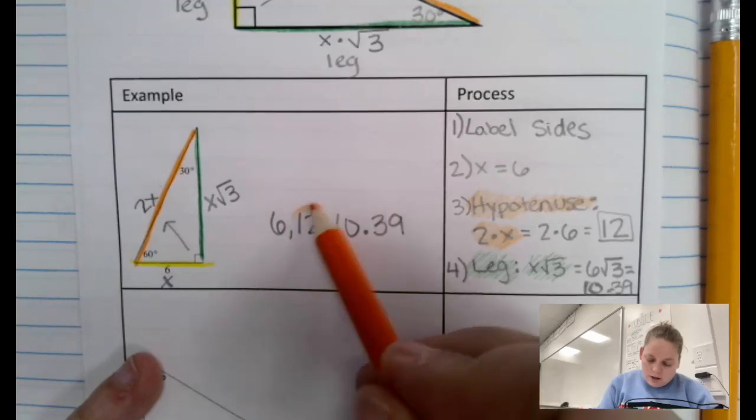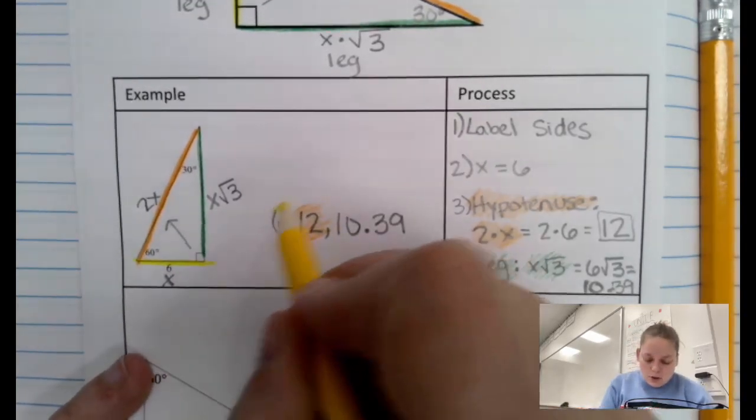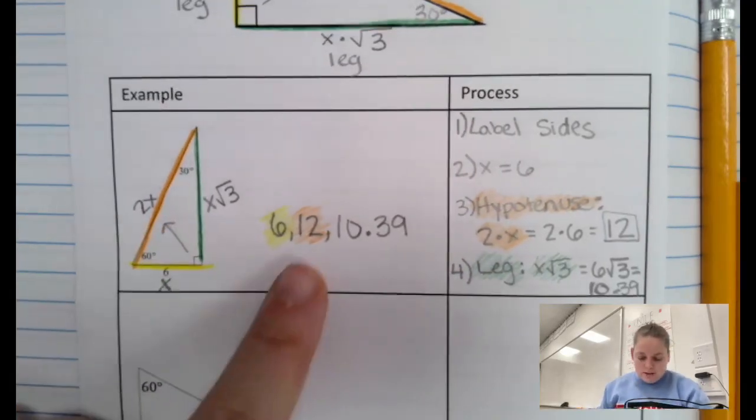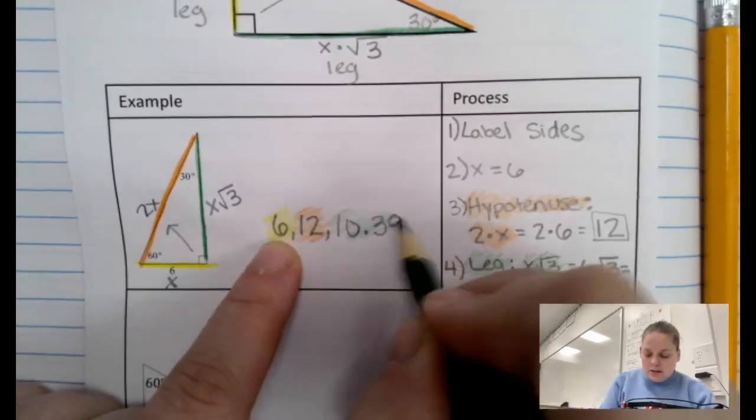And we can color code those so that we know which one is which, as well as remember our hypotenuse should always be the longest side. Our hypotenuse is 2x, which is 12, and that is bigger than 6 and 10.39.